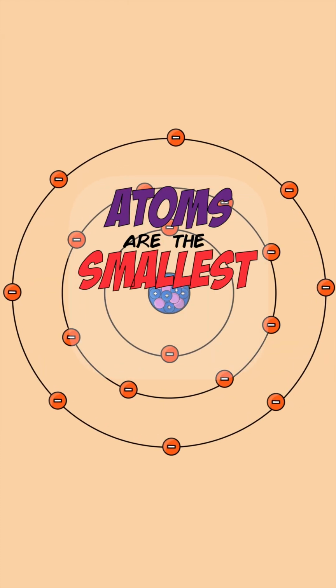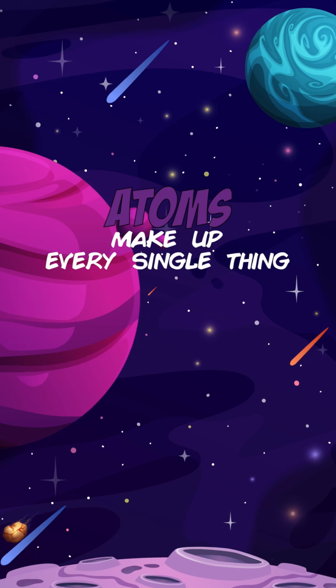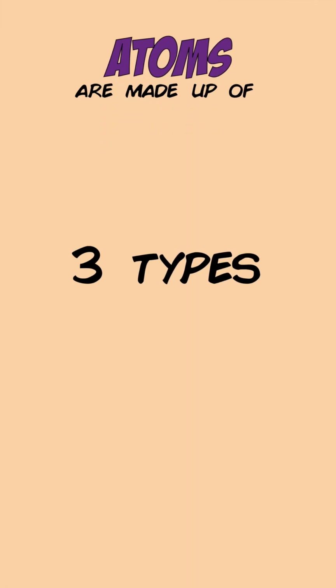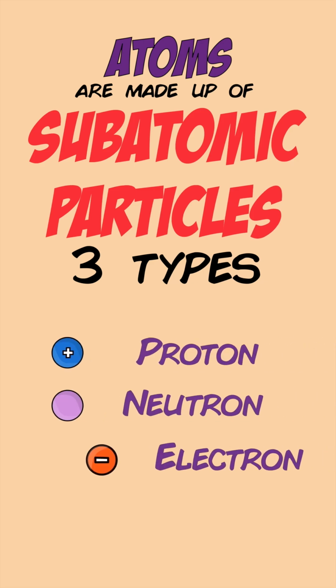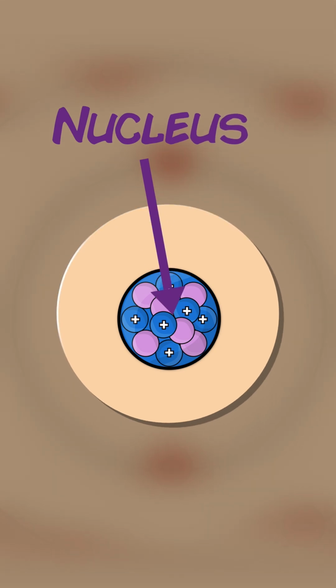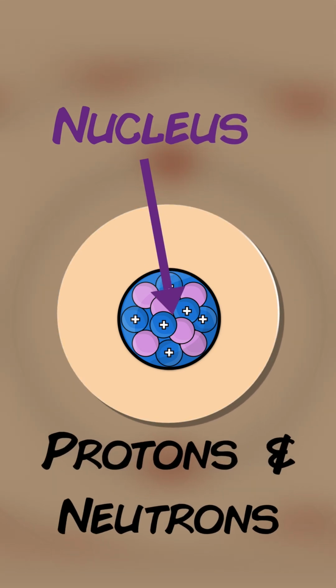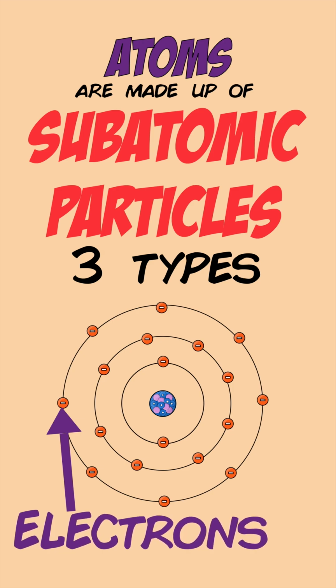Atoms are the smallest parts of an element that can exist, and they make up every single thing in the universe. They're made up of 3 even smaller particles known as subatomic particles. These are protons, neutrons and electrons. The center of an atom is known as the nucleus, and it contains just protons and neutrons. Surrounding the nucleus are the electrons which orbit around it.